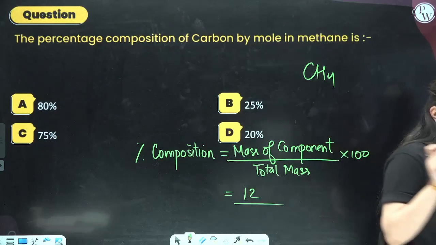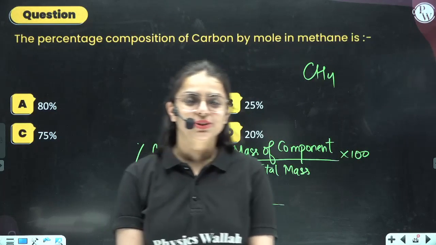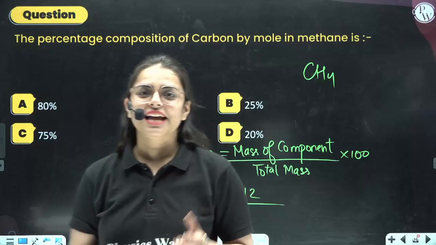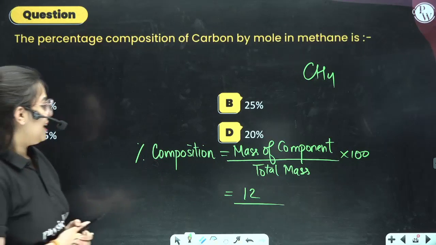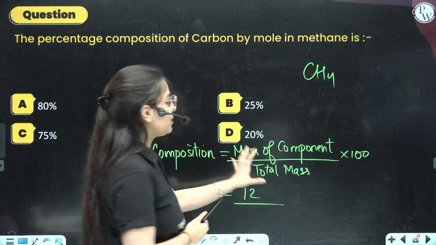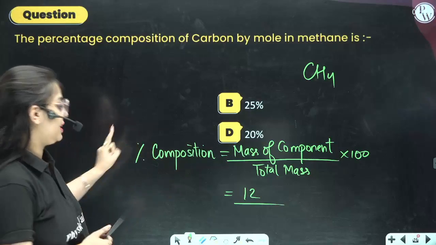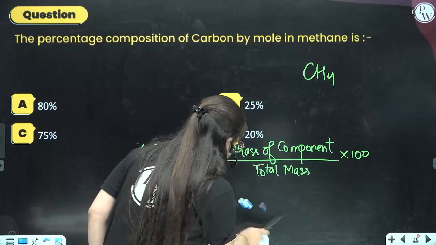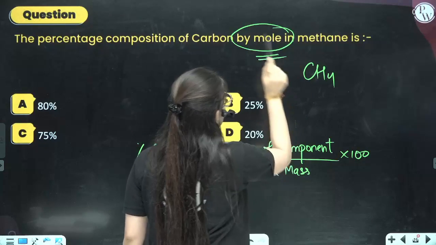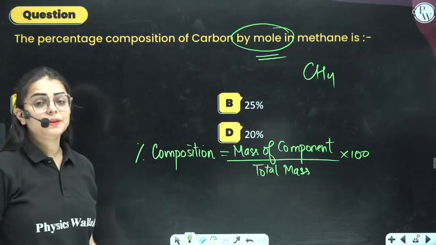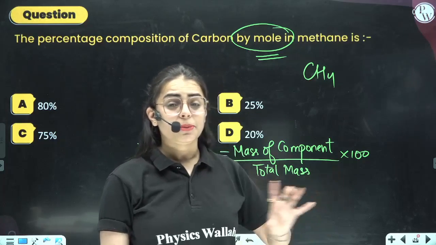Now, I will tell you one twist over here, but I want you all to solve it on your own. Try this question yourself, because there is a twist in it. You are going to calculate the percentage composition of that component based upon the mass. But in the question, they have given that carbon is present by mole. That means here we are not applying the mass concept. Here we are applying the mole concept.